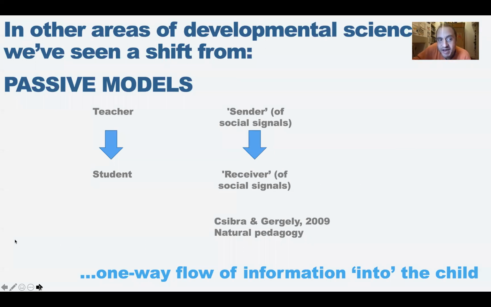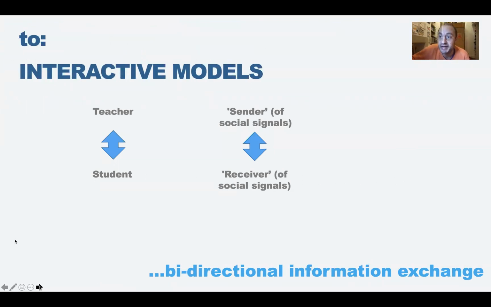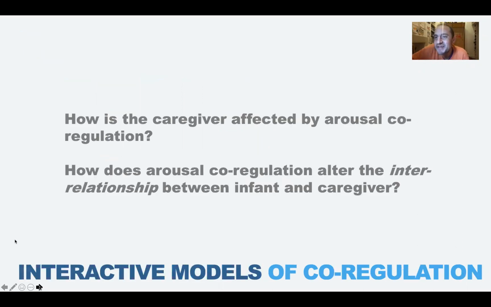We're seeing a shift towards interactive models of learning that emphasize learning as a bidirectional information exchange, and that recognize early social communication as bidirectional information exchange between the sender and the receiver of social signals. We're thinking about co-regulation from that point of view. How is the caregiver affected by arousal co-regulation, rather than just thinking about it from the infant's point of view? And how does arousal co-regulation alter the interrelationship between the infant and the caregiver?